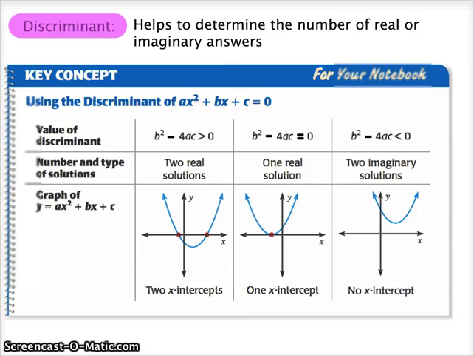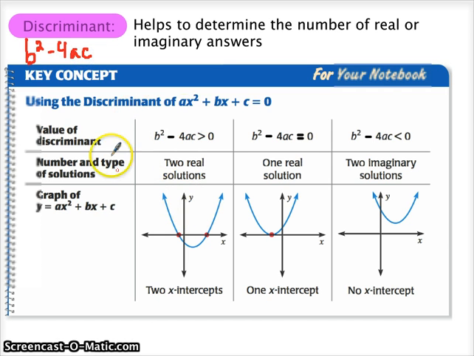Alright, if you've already watched any videos describing the quadratic formula, you've probably heard of the discriminant. The discriminant is really just a formula that's part of the quadratic formula that tells us a lot about what type of solutions we're going to have. And the discriminant is basically just b squared minus 4ac.